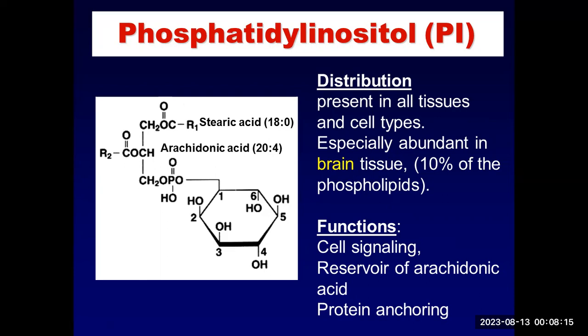At carbon number 1, it has stearic acid, an 18 carbon saturated fatty acid, and at carbon number 2, it has arachidonic acid, which is an unsaturated essential fatty acid. This is one of the essential fatty acids. The function of phosphatidylinositol is cell signaling, reservoir of arachidonic acid, and protein anchoring. Remember that arachidonic acid is a precursor for the synthesis of the active hormone prostaglandin.